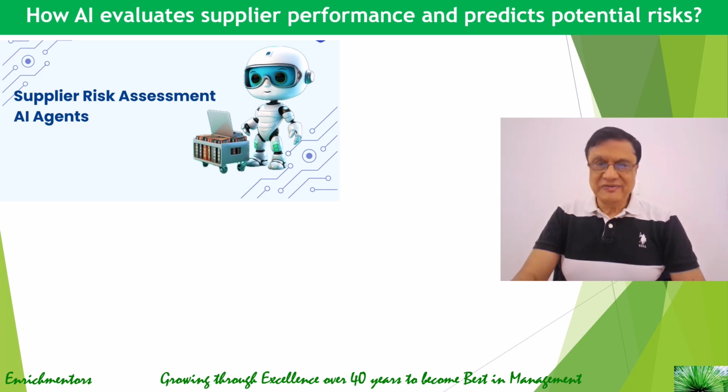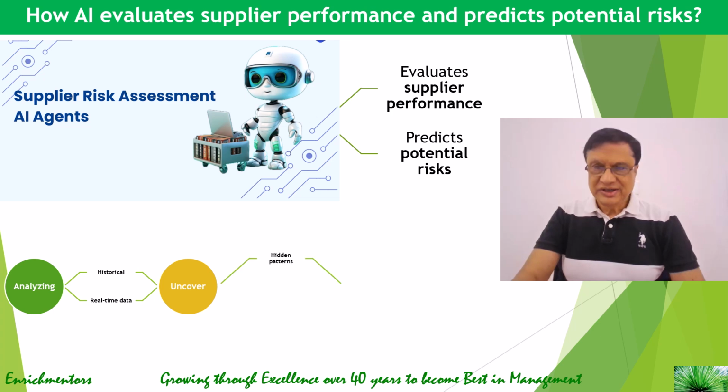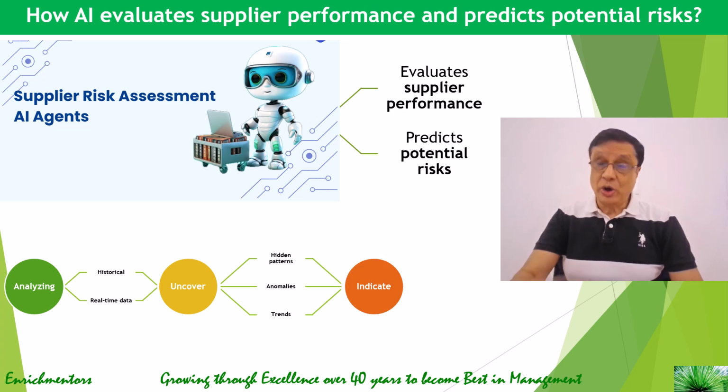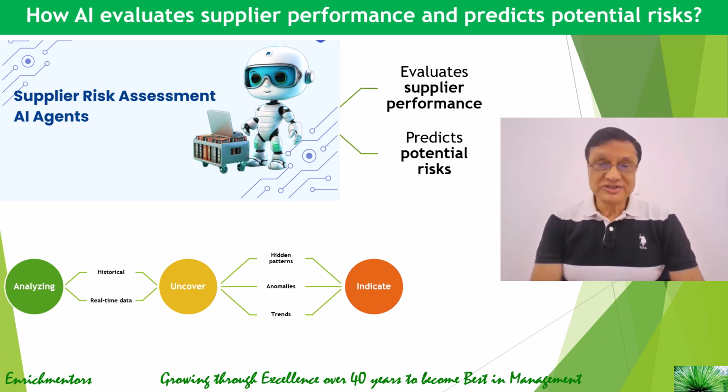AI evaluates supplier performance and predicts potential risks by analyzing historical and real-time data. With that, it uncovers hidden patterns, anomalies and trends that may indicate issues, and also opportunities, not only issues, also opportunities. So it's a two-sided coin. I mean, you discover issues as well as you discover opportunity. So how is that done? Let us take a look at that.